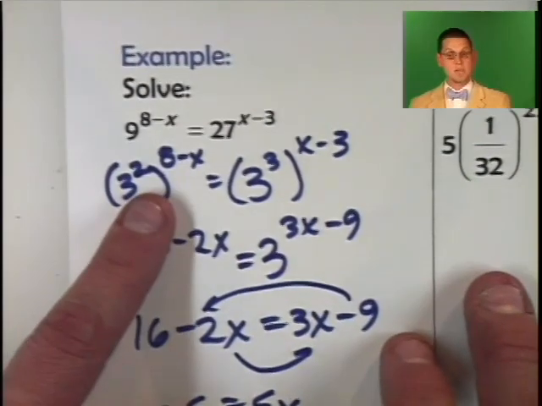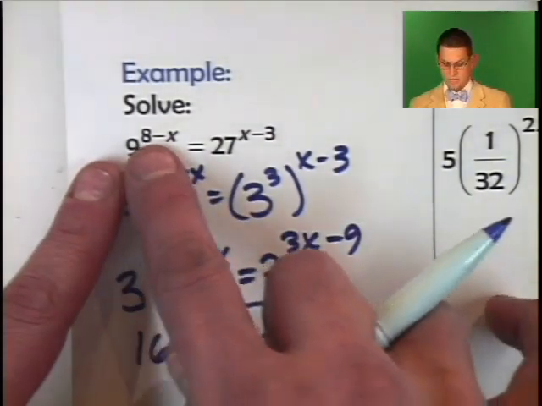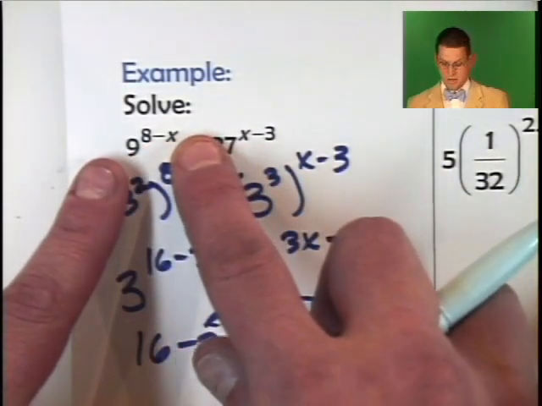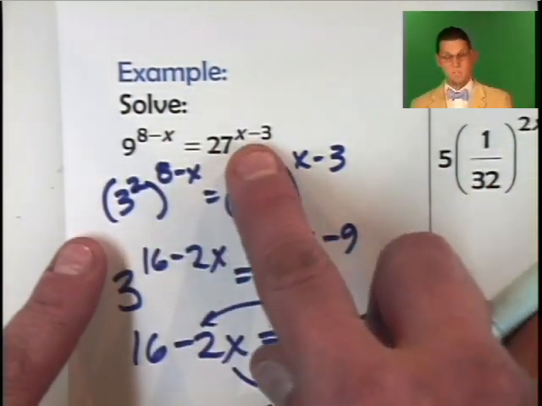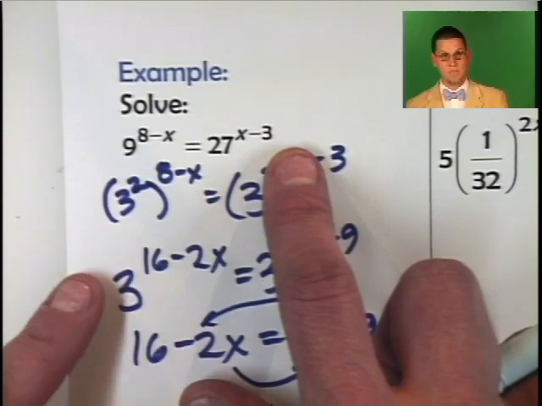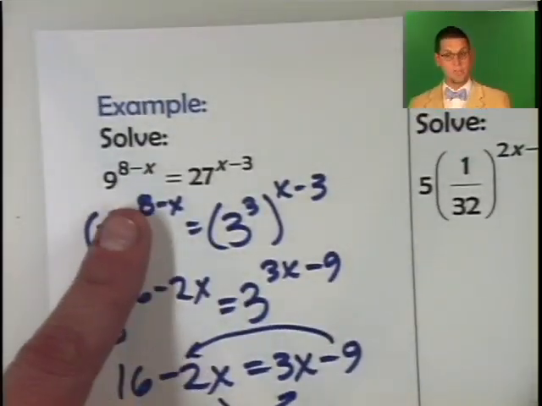Okay? Now you can actually plug it in up here and see if you get the same answer. 9 to the 8 minus 5 is going to be 9 to the third power, which will be the same as 27 to the 5 minus third, or 27 squared. You can verify that at home. I'm going to show you another way to actually solve this on the calculator.